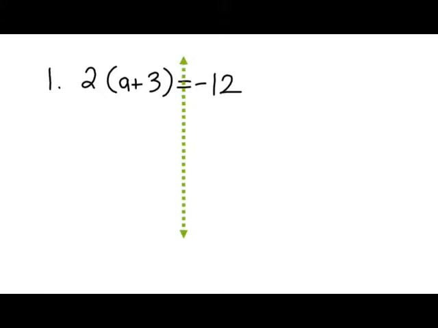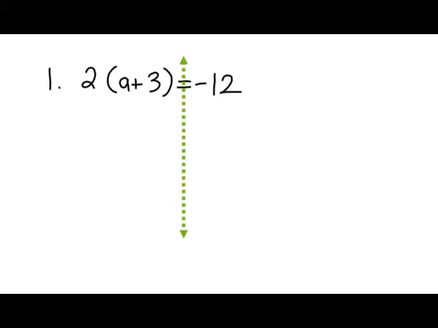Number 1 states 2 times the quantity a plus 3 equals negative 12. Now be careful with those negatives when you're doing these. Now I know I haven't stressed this enough, but you need to make sure that whatever you do to one side of the math problem, you do to the other. So I'm going to start drawing a line so that I can distinguish between the two sides.